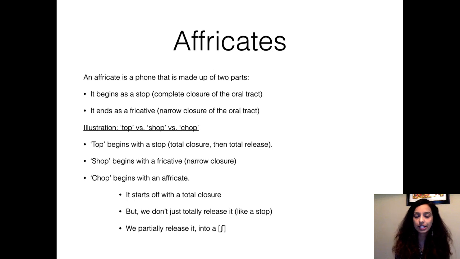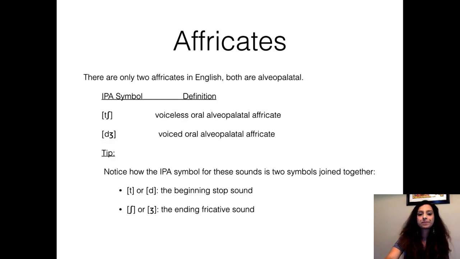To illustrate affricates, the easiest way to do this is to produce the words top, shop, and chop. Top is produced with a stop, shop is produced with a fricative, and chop is produced with an affricate. So you can see that top with a stop is total closure and then total release. Shop is a fricative, it's a narrow closure, but chop starts out with total closure like a stop, but it doesn't totally release it, it partially releases it like with the sh, right? So that's why it's called chop, ch, an affricate.